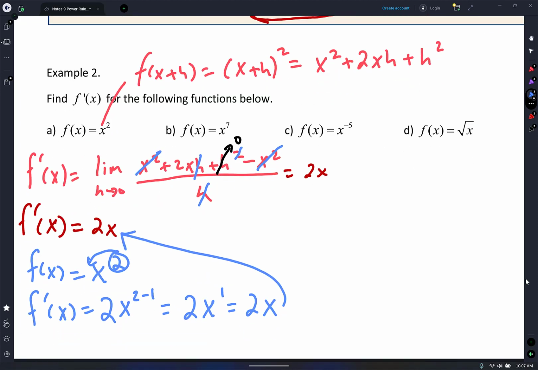All right, look at letter B. I'm going to do letter B. Don't worry, we're going to go slow.